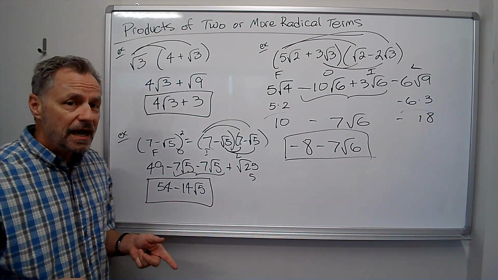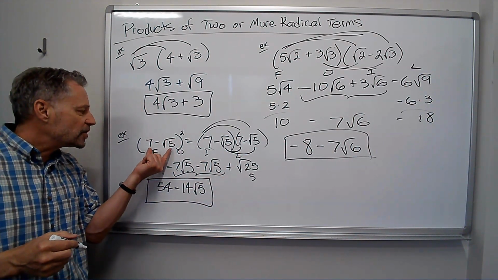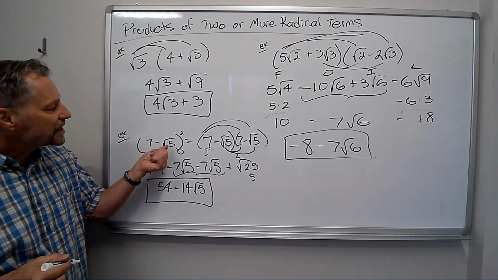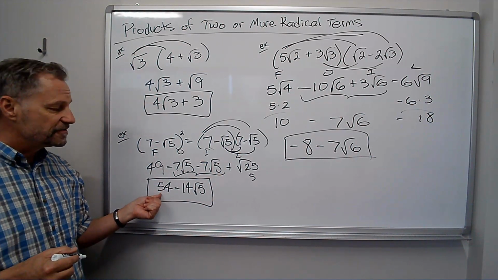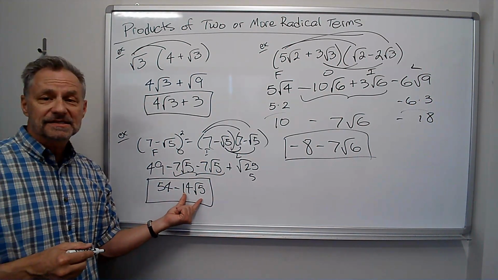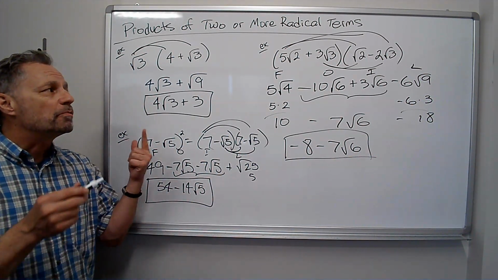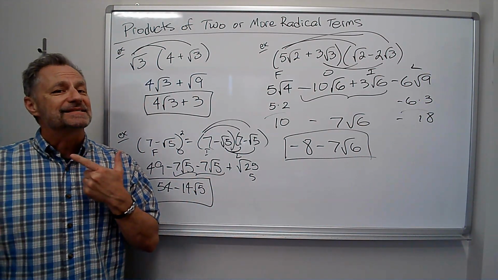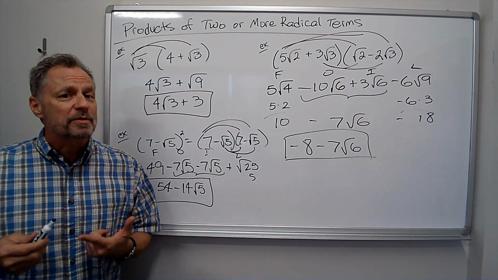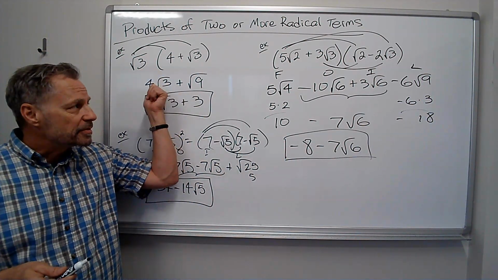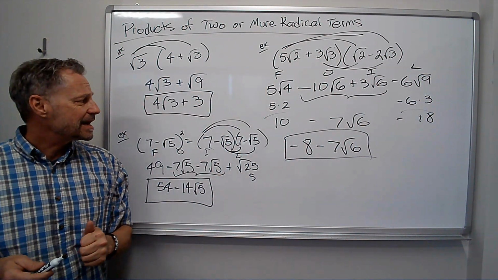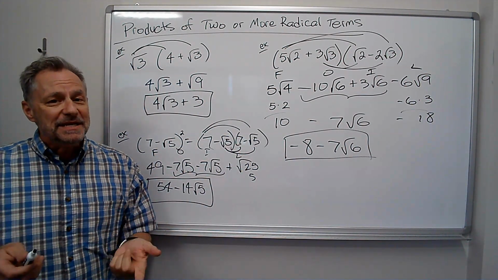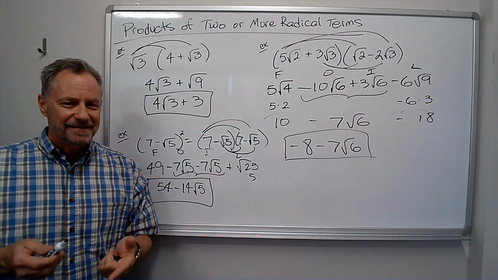Don't fall for the trap of trying to square each of these individually. We would have got the 49 plus 5, 54, but we would have lost this negative 14 root 5. So be careful, but remember we're just using the same properties of algebra we've been using before. Distributive property, FOILing things out, combining like terms. All right, be careful, work at it, and you'll get better and better.